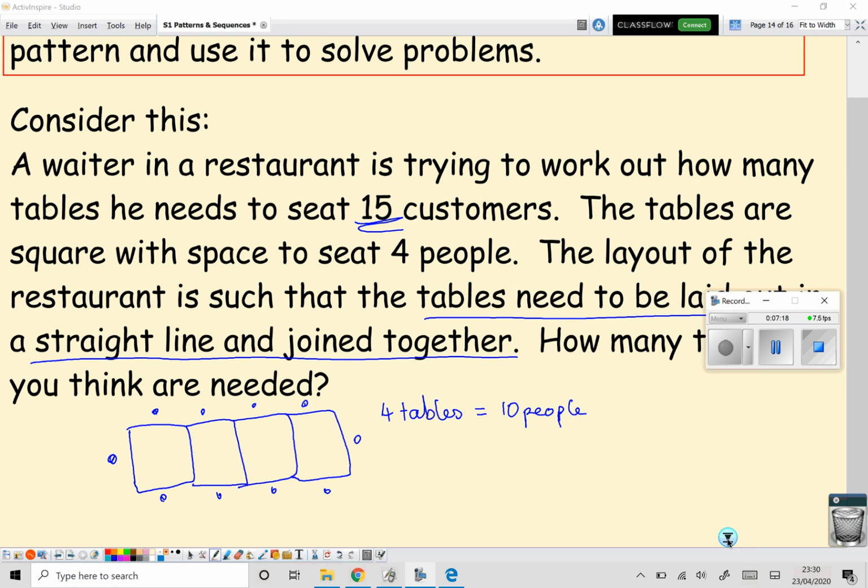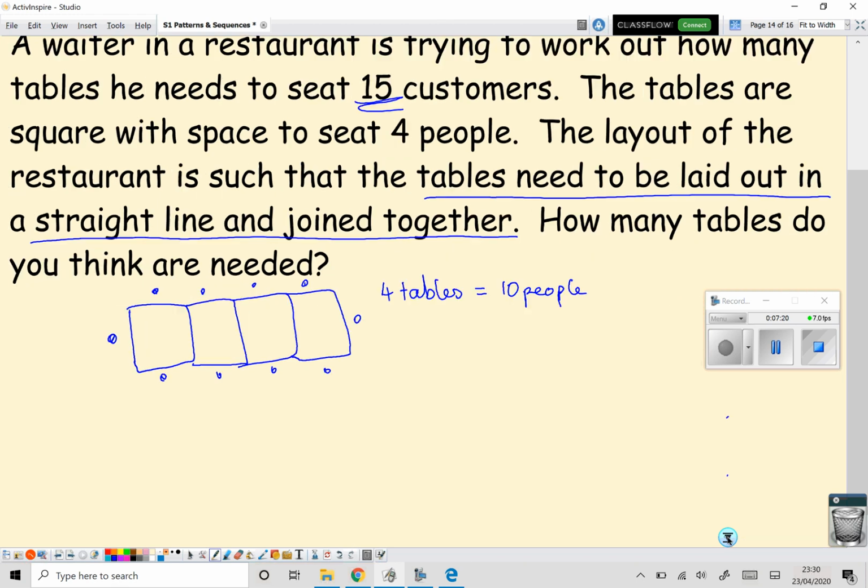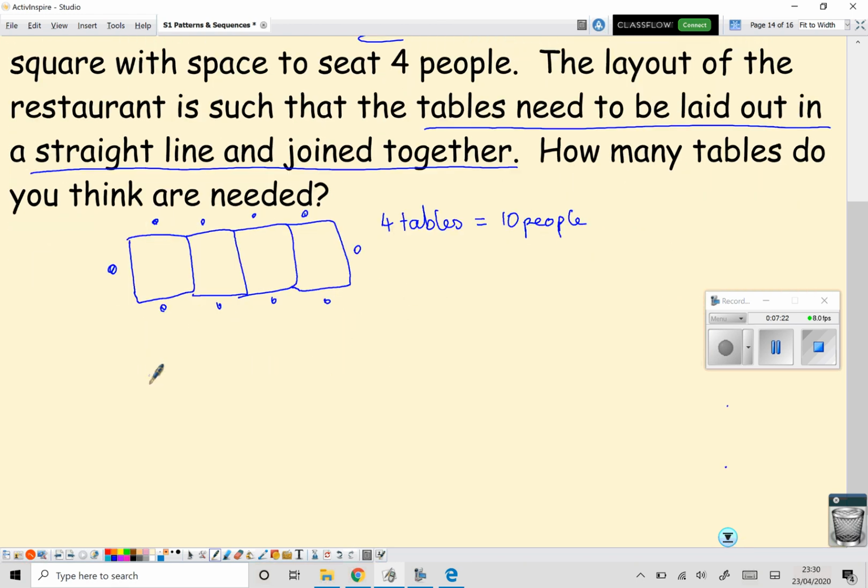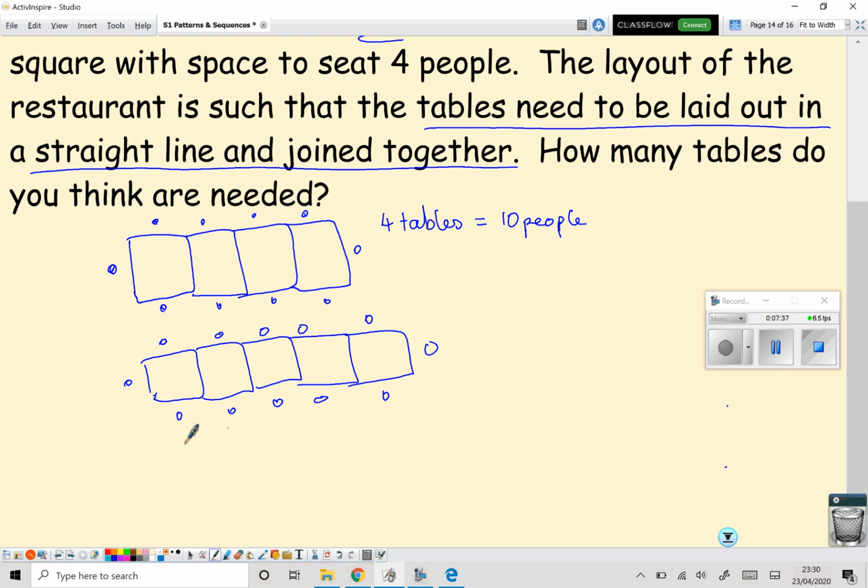Right, so you could keep working this out. Well, what would 5 tables be? That'd be 1, 2, 3, 4, 5, 3 at each end, and then the ones across there. So that's 5 across the top, 5 across the bottom, that's 10, plus 1 at each end is 12. So 5 tables, there's 12 people, so we're still not close enough.